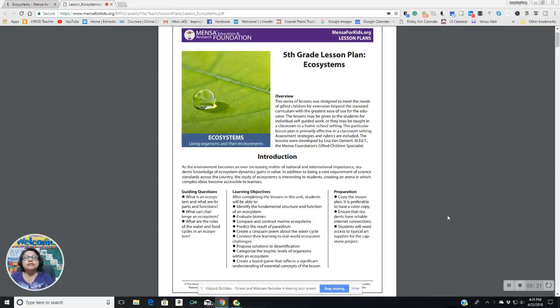The free resource is found at mensaforkids.org, and they have several different kinds of lesson plans other than this ecology one. But the one that I selected and found so useful in the classroom was this particular one, the ecosystems. It was so cool, and my students really enjoyed learning about it. So let's go ahead and start.